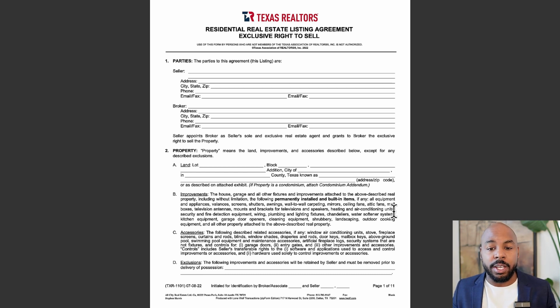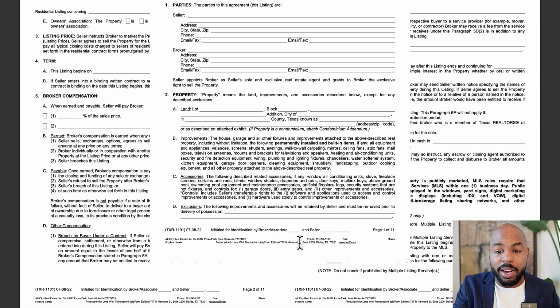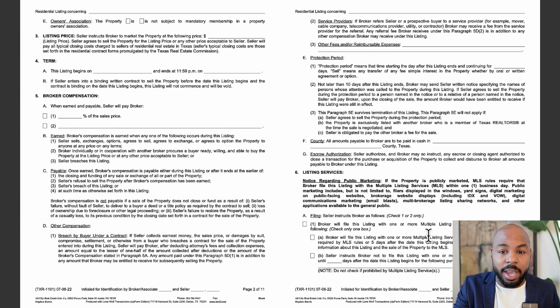So be sure to take your time and read through this entire thing, because it's going to be light fixtures, chandeliers, water softeners, garage door openers, everything. So make sure you read through this so you can know exactly what all conveys with your property. And this section D is going to be the section where you can list anything that you might want to exclude. So curtain rods are a part of it. If you want to exclude those curtain rods, we're going to put them right here. All right, let's move on to the next page.